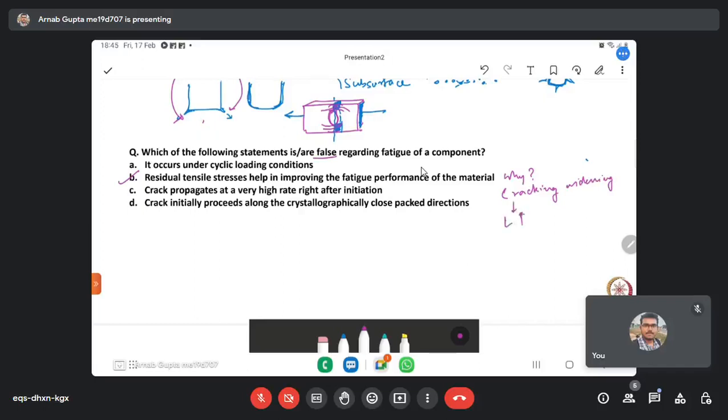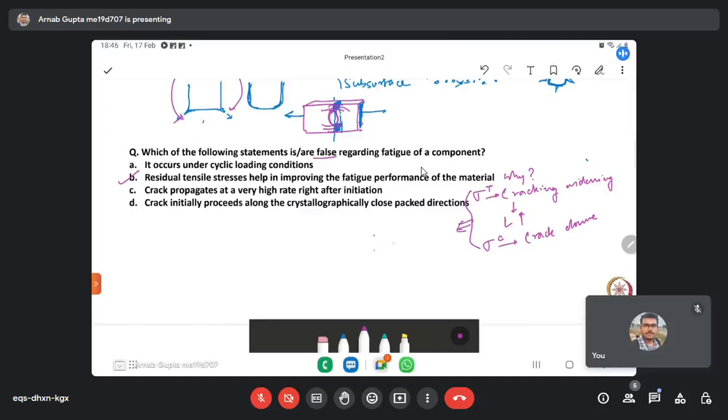And what happens during compressive loading? This happens during the tensile component of the loading. During the compressive component of the loading, this crack closure takes place. As a result, we want some residual.